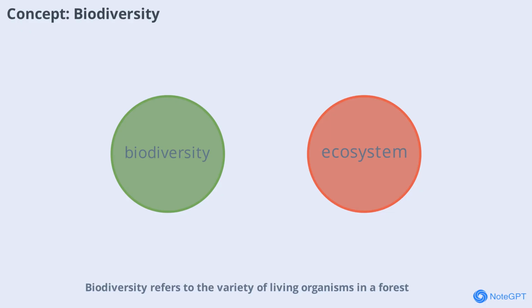Biodiversity refers to the variety of living organisms in a forest, including plants, animals, fungi, and microorganisms. High biodiversity increases ecosystem resilience and productivity. It supports essential services like pollination, nutrient cycling, and climate regulation. Protecting biodiversity is a core goal of forest management, ensuring forests remain healthy and adaptable to change.